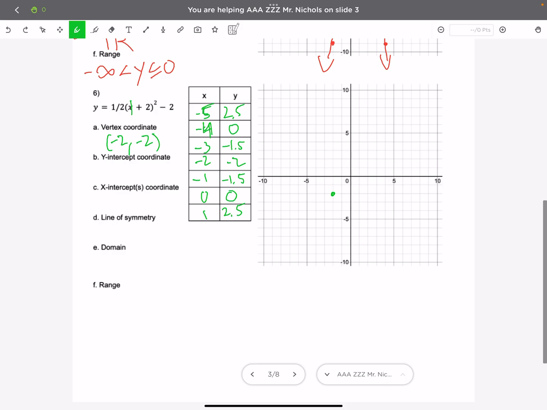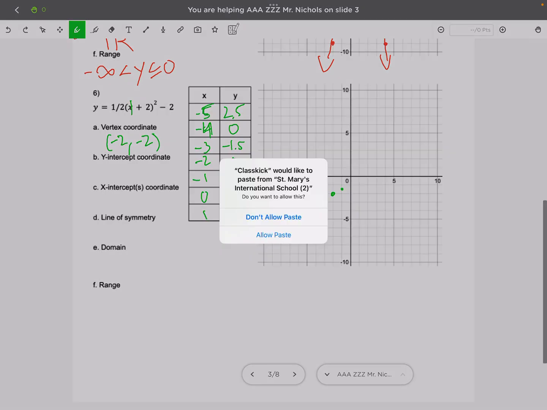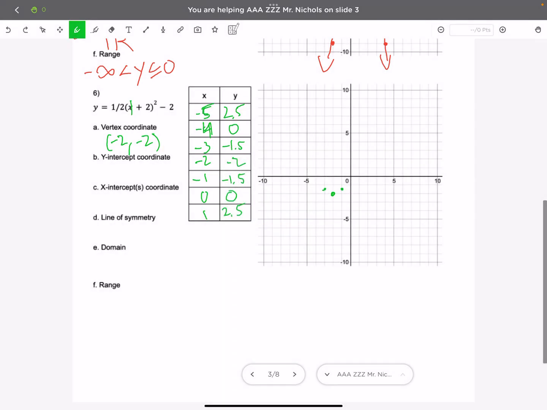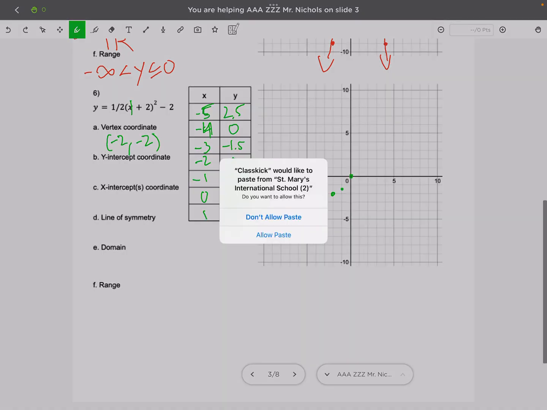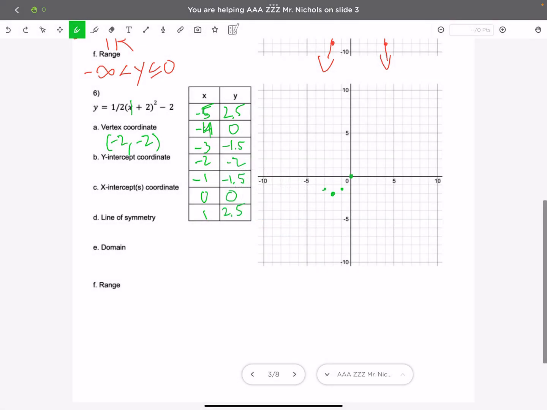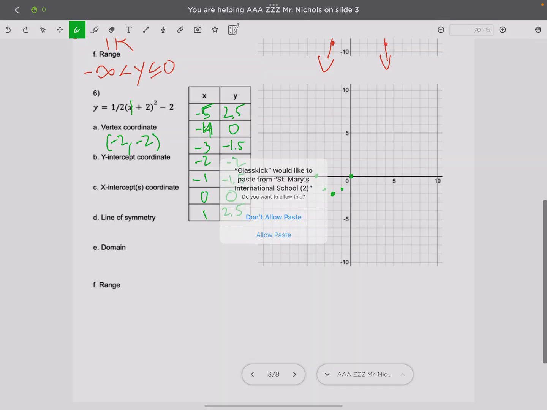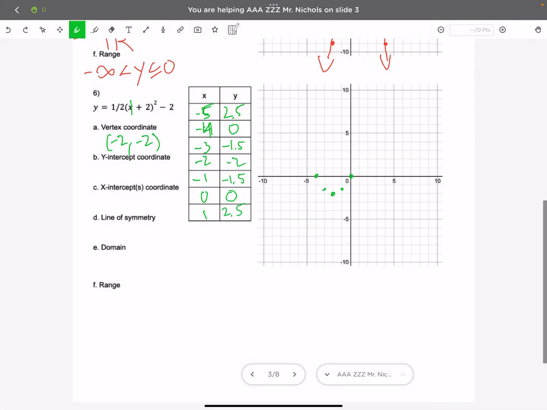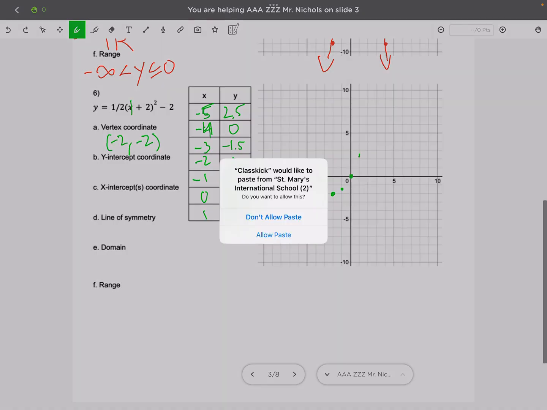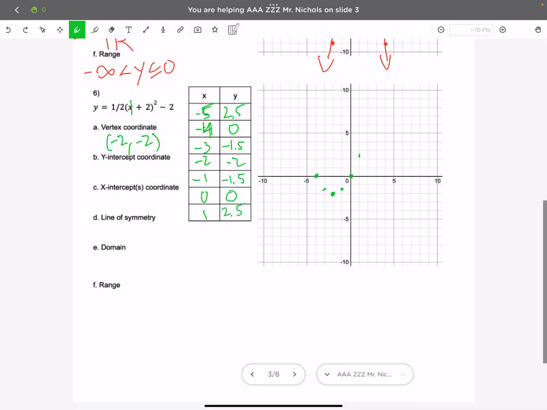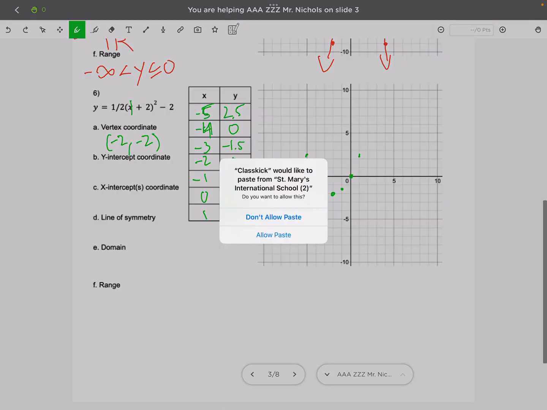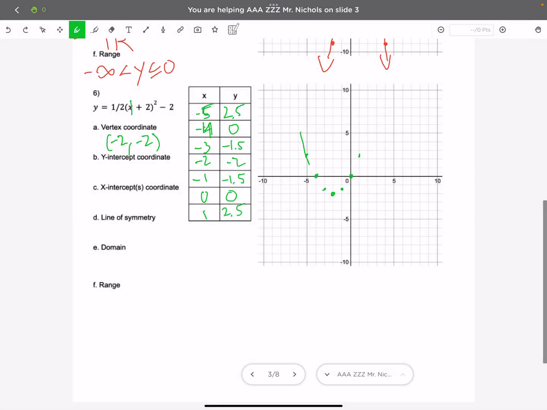So we would say, go negative 2, negative 1.5, and then negative 1, negative 1.5, and then 0, 0, and then negative 4, 0, and then 1, 2.5, and then negative 5, 2.5. So you get something like this.